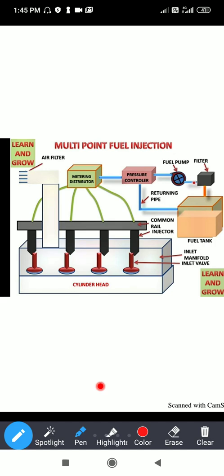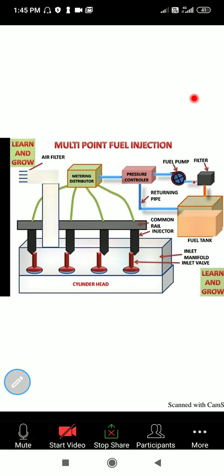Now this is a fuel tank. The main fuel tank is there, and this is a filter, and this is a fuel pump, and this is a pressure control device. And over here you can see there is an air filter, from where the fresh air is inserted inside the engine cylinder. So this is the simple construction of a multi-point fuel injector.